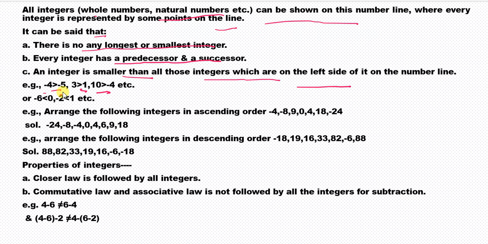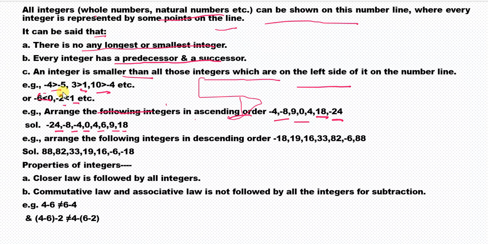Similarly, -6 is smaller than 0. It means 0 is greater than -6. 1 is greater than -2, and so on. For example, arrange the following integers in ascending order: -4, -8, 9, 0, 4, 18, -24. In ascending order, what is the smallest number and what is the greatest number? Here -24 is the smallest number and 18 is the greatest number. In ascending order: -24, -8, -4, 0, 4, 6, 9, 18.